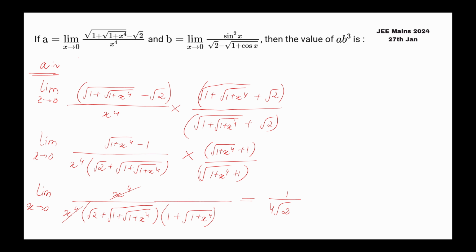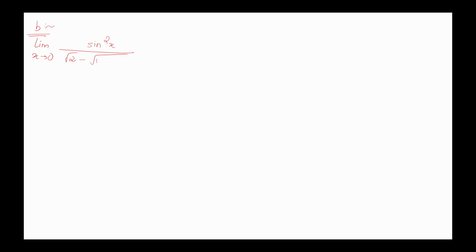What do we have in the question? Limit x tends to 0 sine square x upon root 2 minus root under 1 plus cos x. Again you can see that there is an irrational term in the denominator. So let us rationalize this by multiplying root 2 plus root under 1 plus cos x, and on top also root 2 plus root under 1 plus cos x. So what do we get?